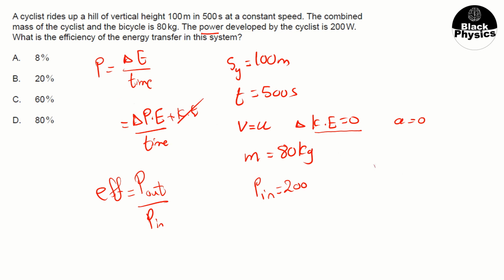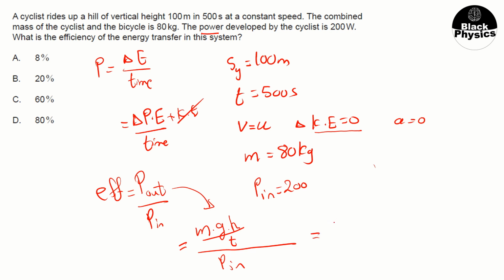The power out is the change of potential energy over time. So this is mass times gravitational acceleration times height, which is the vertical displacement, over time. This is the power out equation, mgh over time. All this is divided by the power in, which is 200 watts.